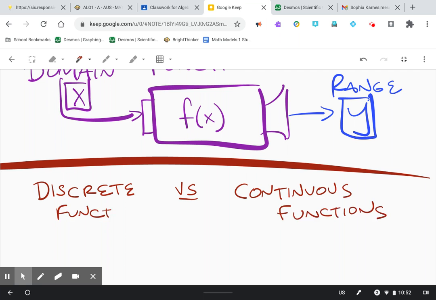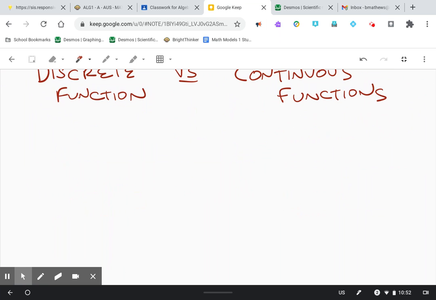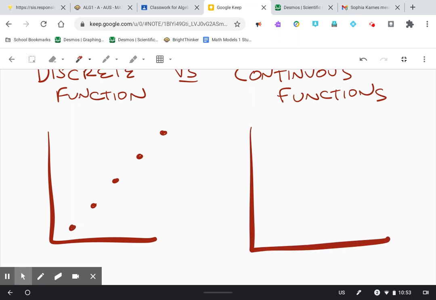Discrete functions versus continuous functions. A discrete function means that it would be graphed like the following. You'd have individual values separated. Each one of these is a value in that function, whereas a continuous function is continuous. The line just continues. There's no separation between the values.